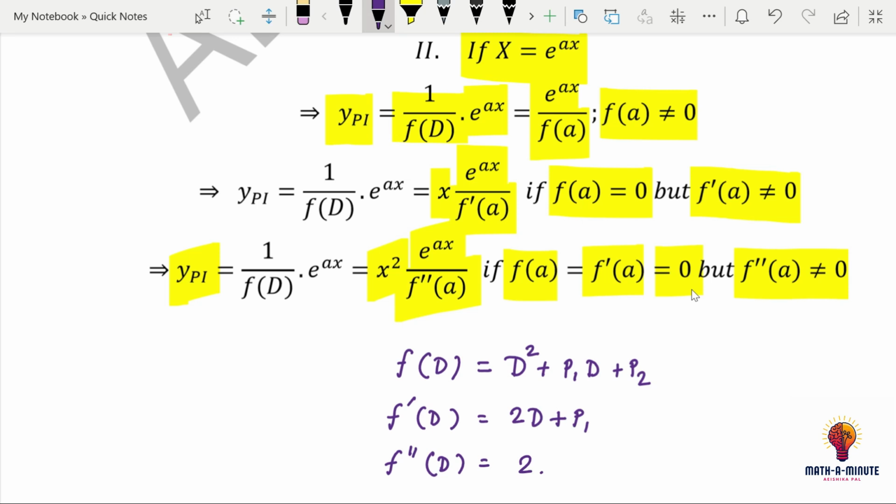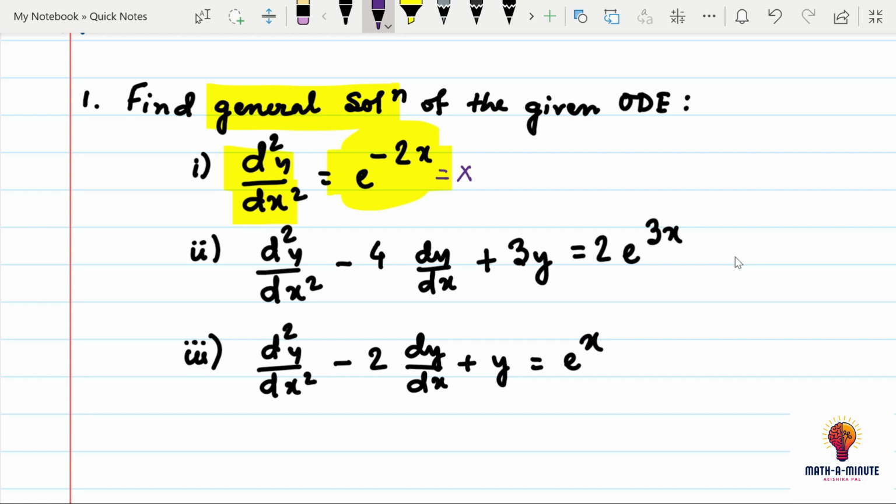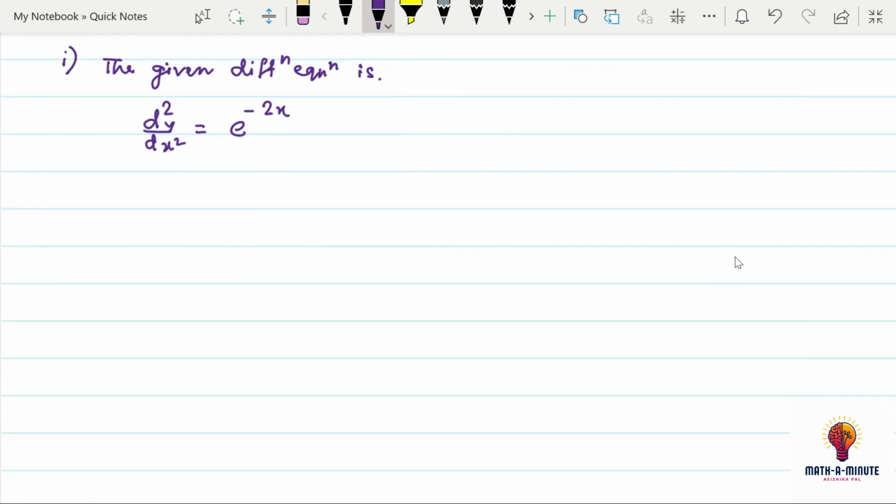Now try to understand this with a few examples. The given equation is d2y/dx2 equals e to the power minus 2x. We have to find the general solution of this differential equation. Since this x is only an exponential function, with no trigonometric function or polynomial, we can apply this method to find the particular integral.